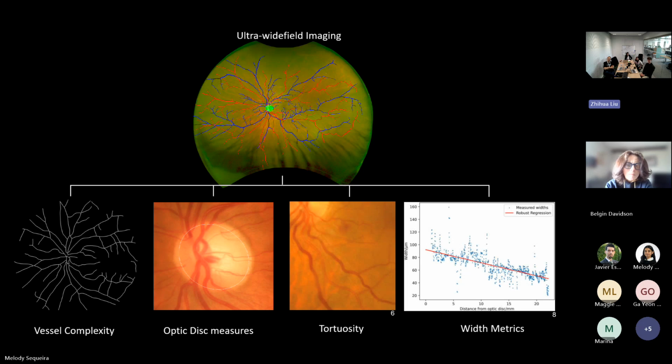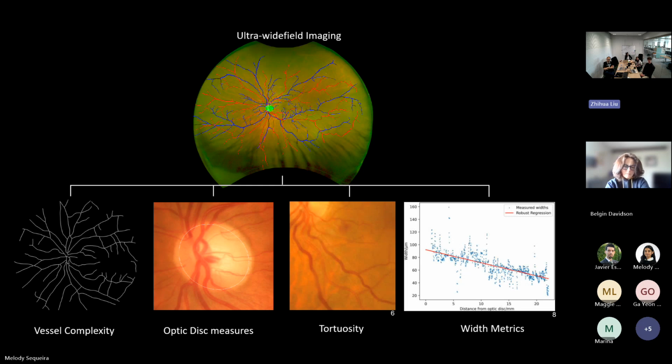So then moving on to ultra wide field images, very similar to fundus, we get the same kind of principal components defining vessel complexity and tortuosity. We also get optic disc measures, so the difference in the diameter and area of the optic disc itself was flagged up as being variable across the images.